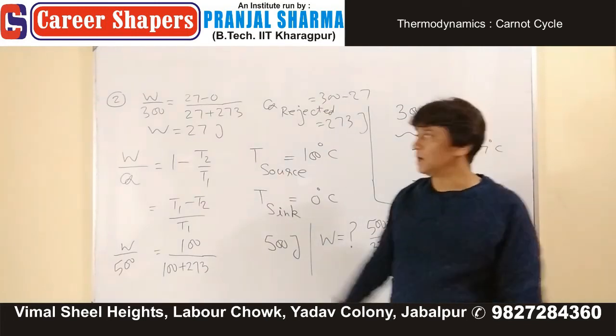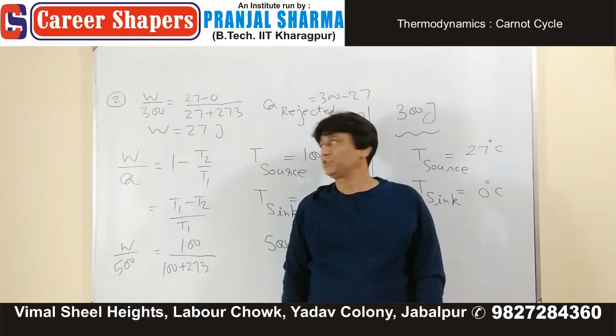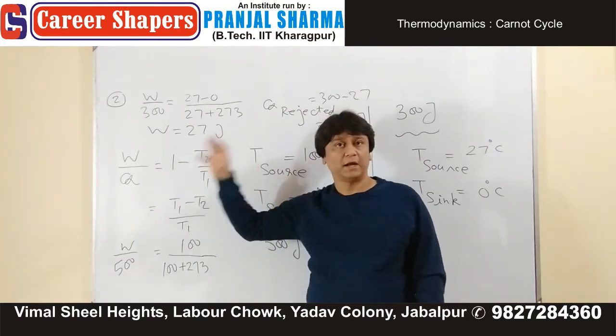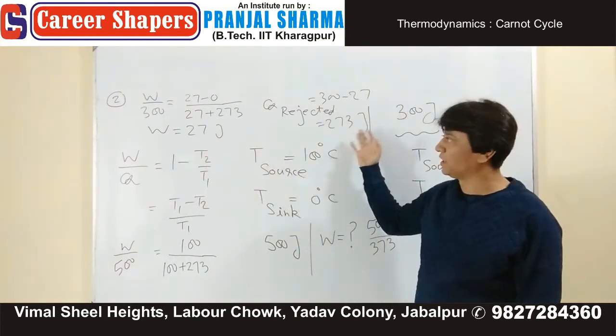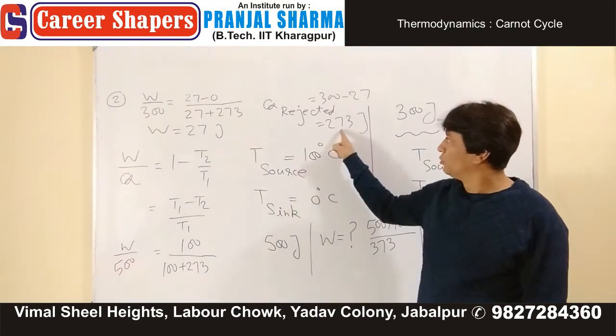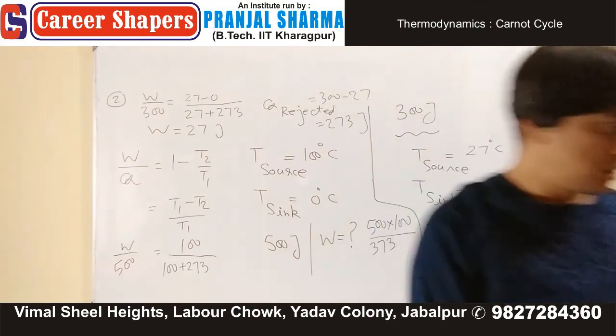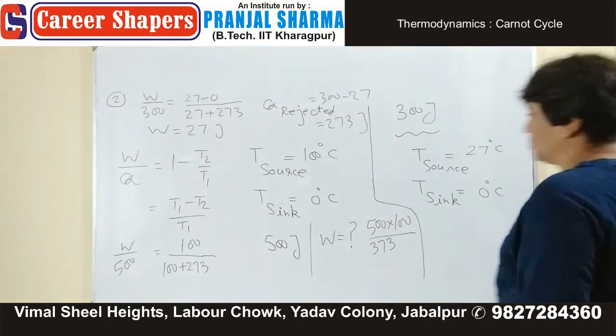And you all are answering 27, 27, 27. Look at the question. Question says find out heat rejected. 273 is coming out. Do you understand this? 273, yes or no?